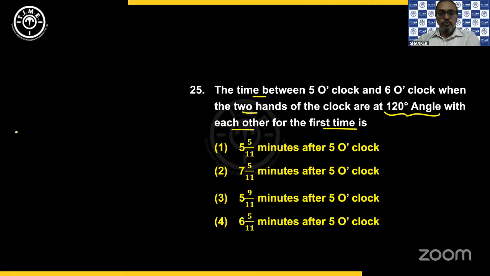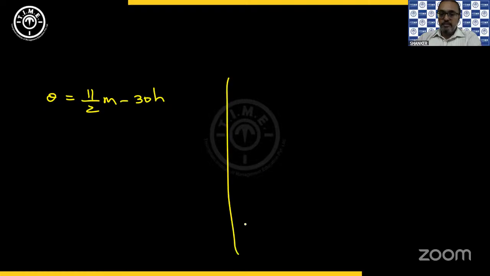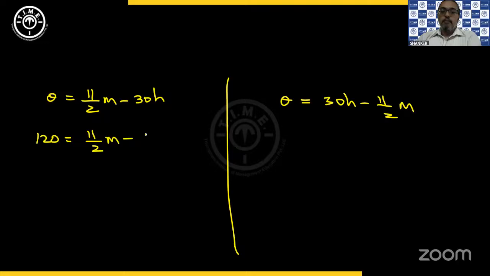So we know theta is given as 120 degrees. H value is given between 5 and 6, meaning after 5, before 6. So H value is fine. Now he's asking what is the M value. So we can do theta is 11 by 2 M minus 30H. This is one occurrence. The other occurrence is theta is 30H minus 11 by 2 M. These are the two occurrences. Now you substitute: 120 is 11 by 2 M minus 30 into 5. The other is 120 is 30 into 5 minus 11 by 2 M.